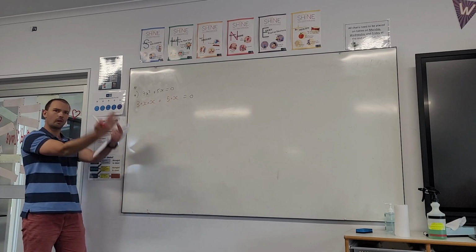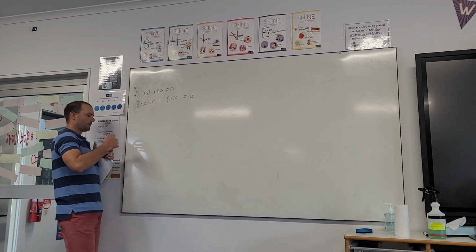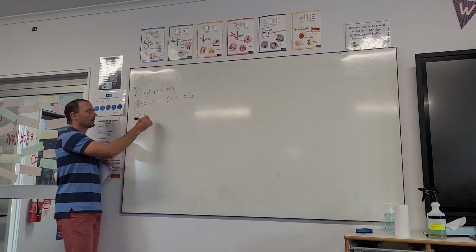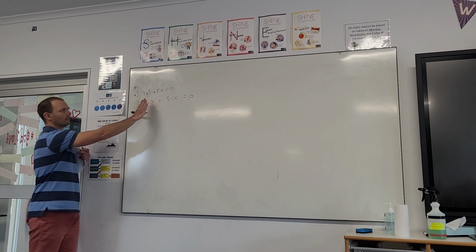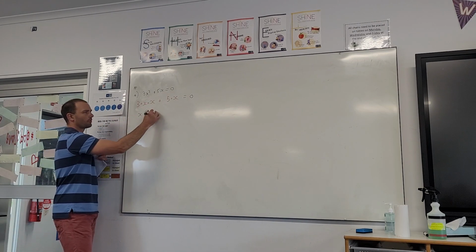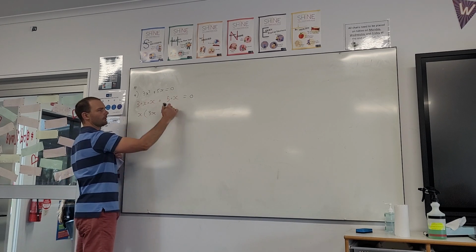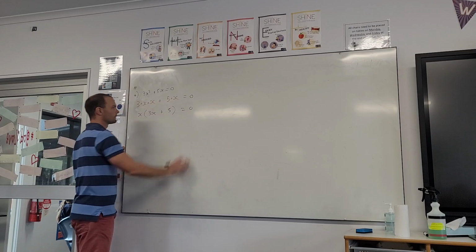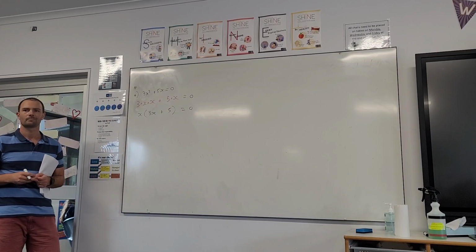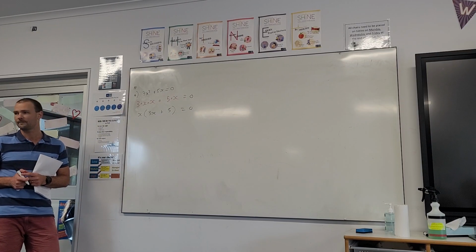And so we're going to pull x out the front. So if I pull x out the front, I've eliminated one of the x's, I'm going to be left with 3x. And if I've pulled it out the front, I'm going to be left with 5. Okay, so that's what factorising is, right?